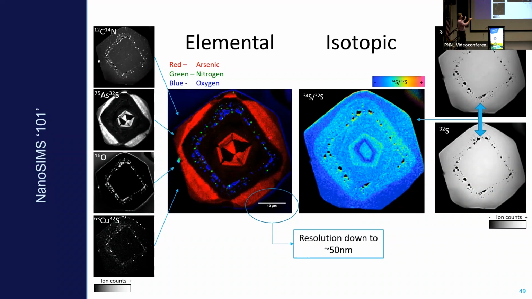This is all one analysis. It's all simultaneously collected. We can overlay these elemental features and come up with something like this to get an idea of the relationship between those species we're interested in.